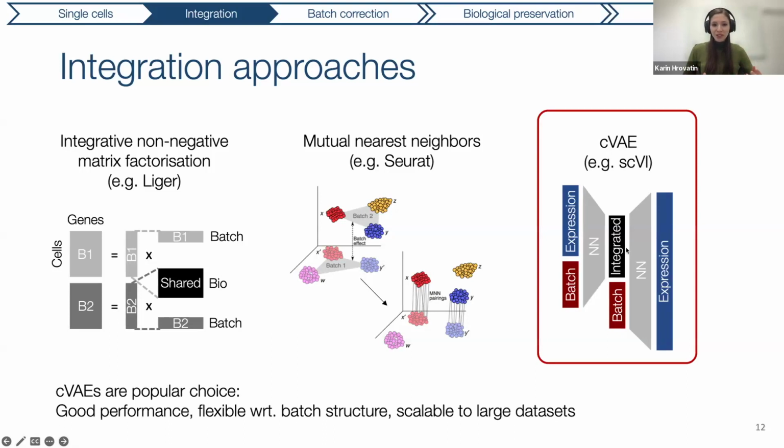Now, why do I want to focus on cVAEs? Well, because they're in general a very popular choice. They have good performance, they're flexible with respect to the batch structure, so if you have nested batch effects or any other types of metadata that you want to remove in different ways, this is very easy to add. And most importantly, for today's field, because we have so many data sets, they actually scale very well to large data sets and large number of cells.